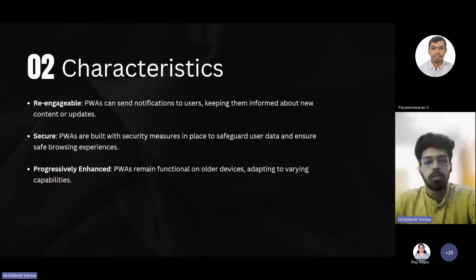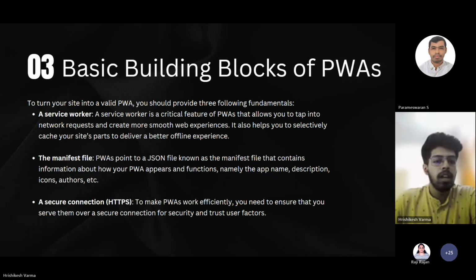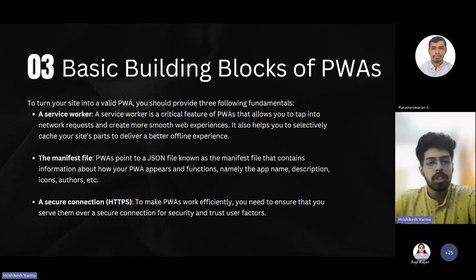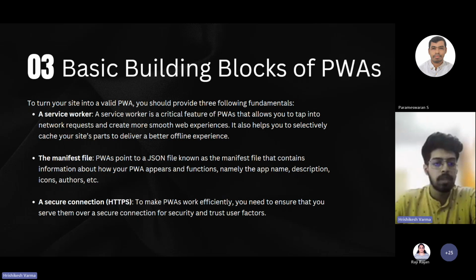Now, let's look at some of the basic building blocks of PWAs. To turn your website into a PWA, you should provide three fundamentals. A service worker. A service worker is a critical feature of PWAs that allows you to tap into network requests and create a smoother web experience. The manifest file. PWAs point to a JSON file, also known as a manifest file, that contains information about how your PWA functions. A secure connection. You also need a secure connection for the PWA to work efficiently.